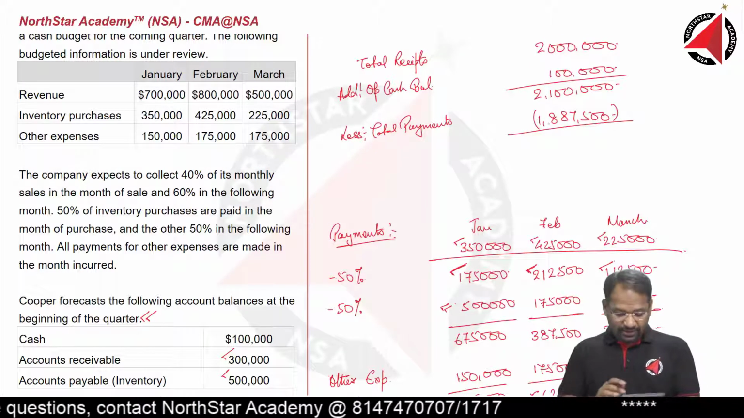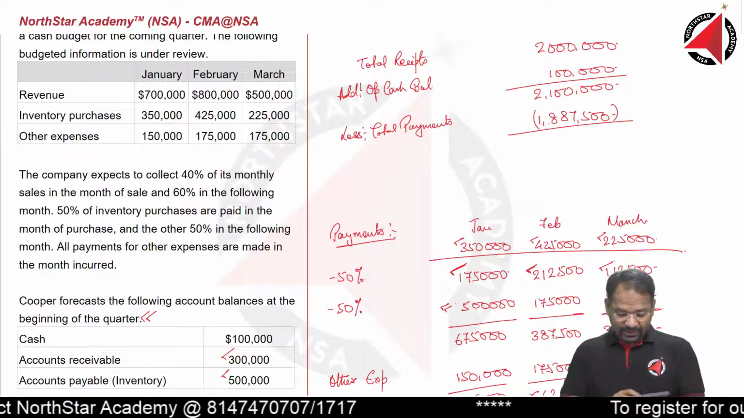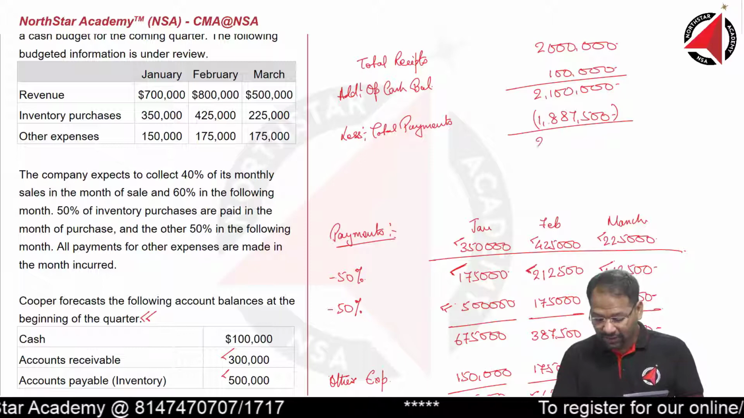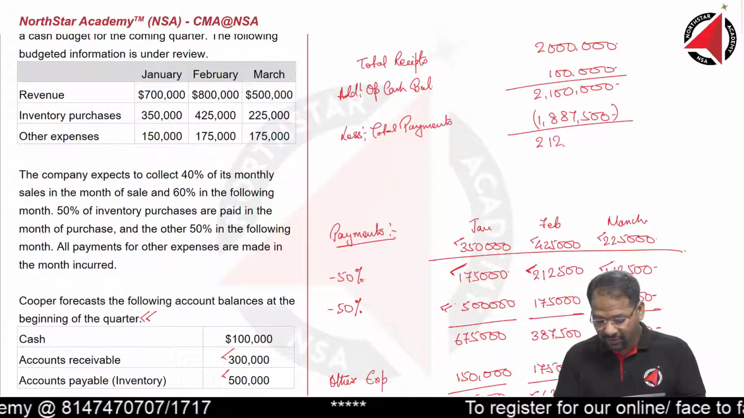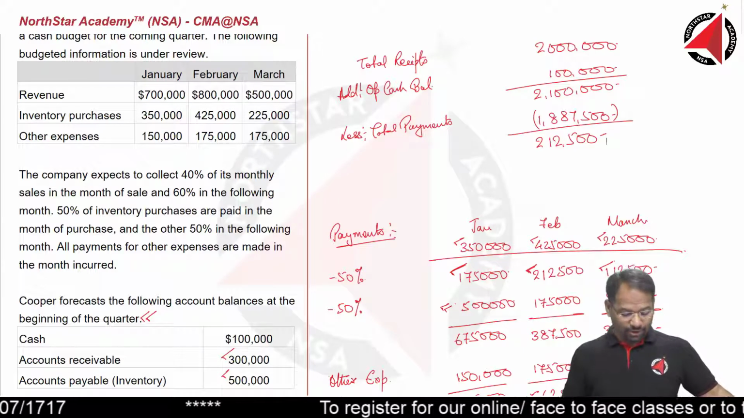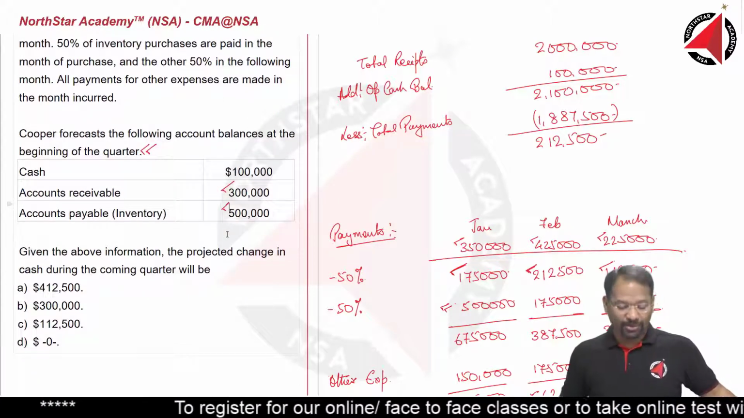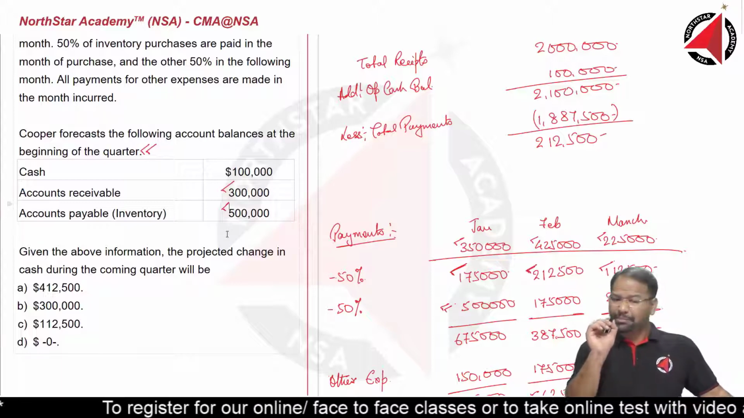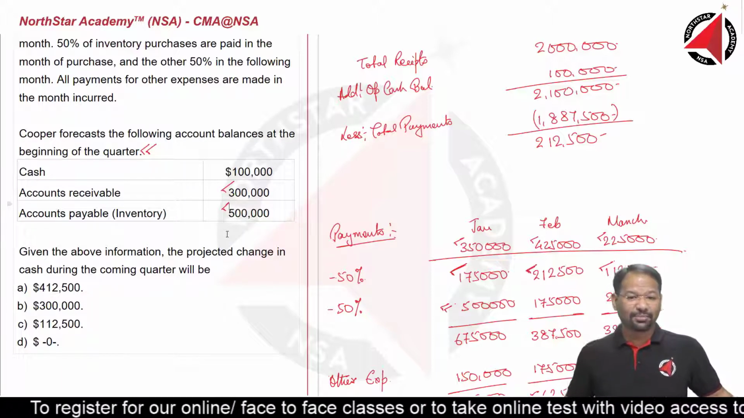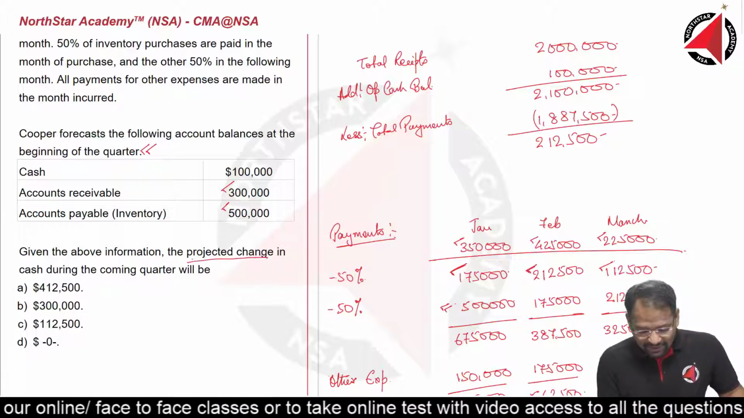So if you see here, 2,100,000 minus 1,887,500, you get 212,500. And you will see this is not there in the options. It is not there in the option. Why? Because there is one very important word in the option. It says projected change in the cash.